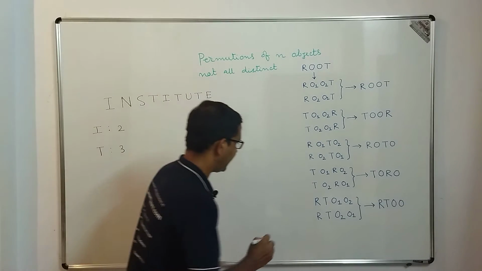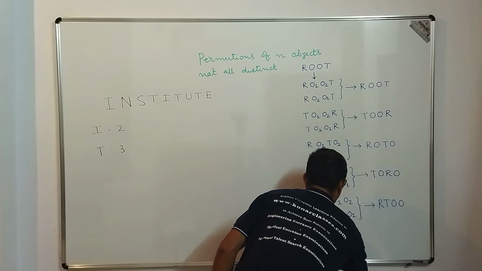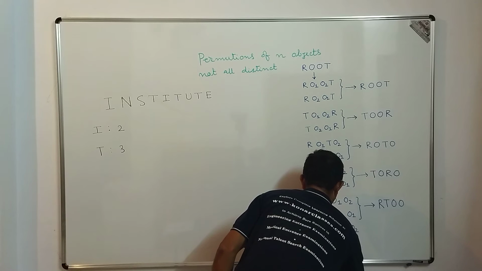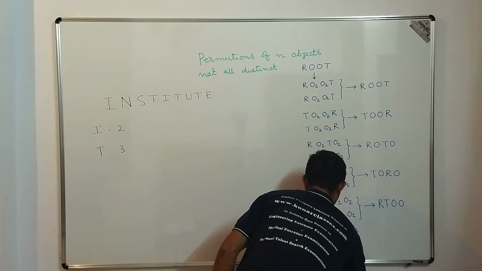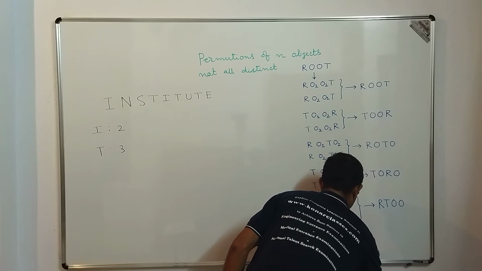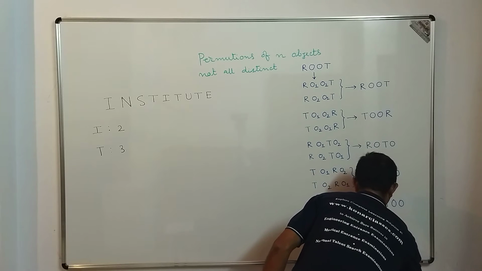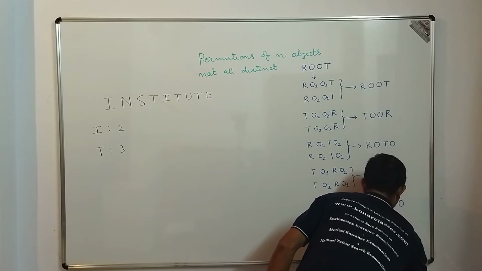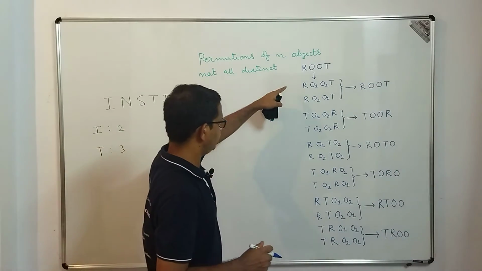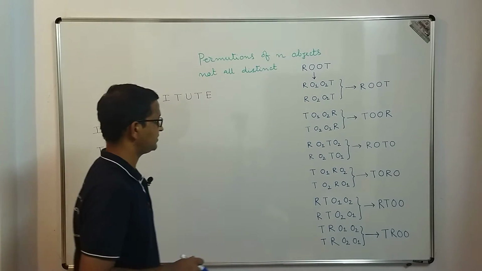Correct? And another one possible is TRO1 O2 and TRO2 O1. Okay, so if these two can be clubbed, we get TROO. I hope you have started understanding the way I have done it. Okay, 3, 4, 5, 6. So we got 6 such arrangements.